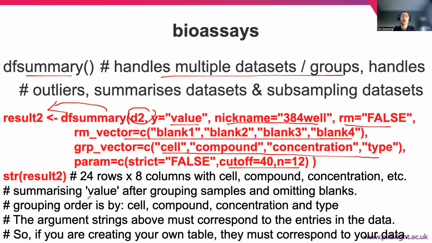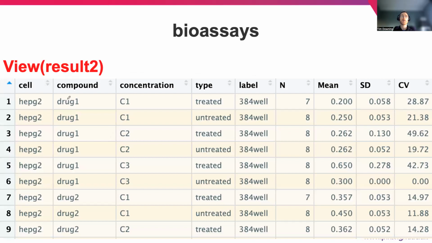So what we're doing is summarizing the value after grouping the samples and omitting the blanks. This is the order by which the table will be arranged. The strings above must strictly correspond to the entries in your data, so these have to be exact matches. If we look at the arrangement, we have the cell, the compound, the concentrations, the type, the label, which is the nickname we had before, the number of observations, the mean, standard deviation, and critical value as well.